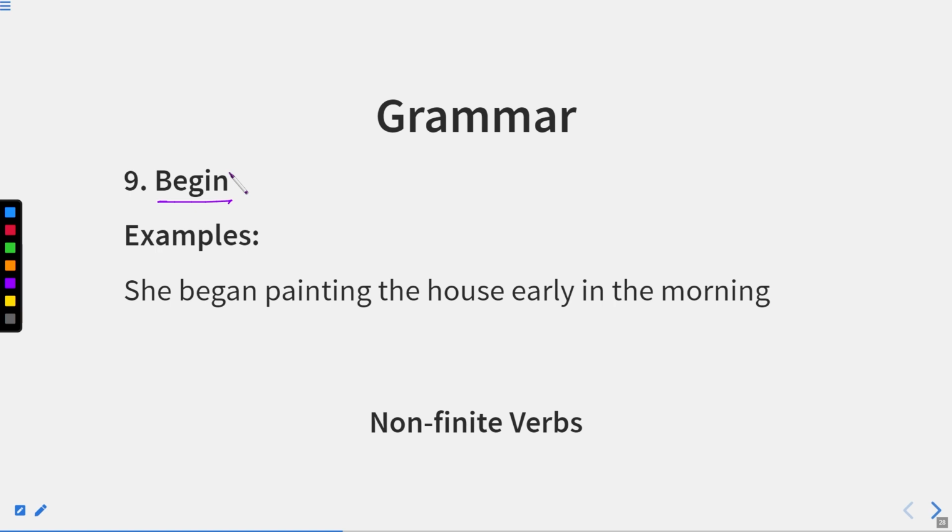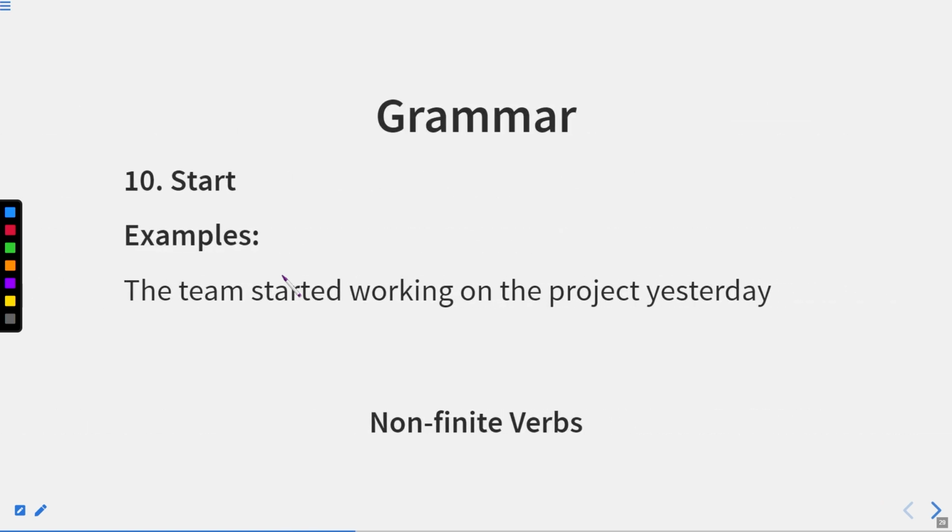She began painting the house early in the morning. What did she begin? She began painting. So this is behaving like an object over here. Now let us move to the next one. Start. The team started working on the project yesterday. So started is a verb and working is a gerund.